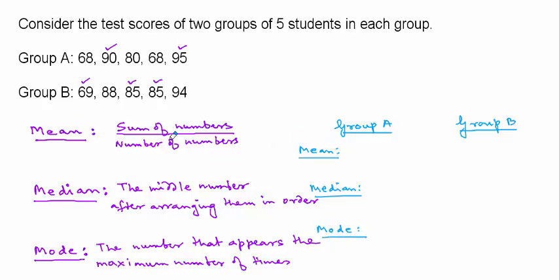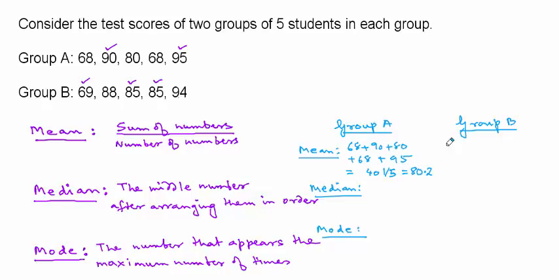To find the mean, we add the numbers up and divide it with the number of numbers. So for group A, it's going to be the sum of these numbers, 68 plus 90 plus 80 plus 68 plus 95, and they add up to 401. So this is equal to 401 with just a sum, and we need to divide that with 5. And therefore the mean is 80.2.